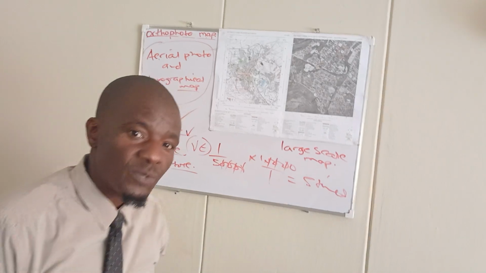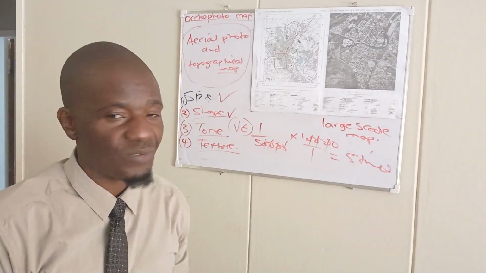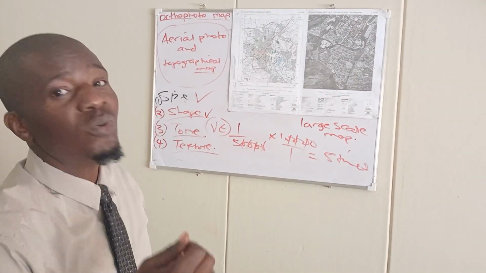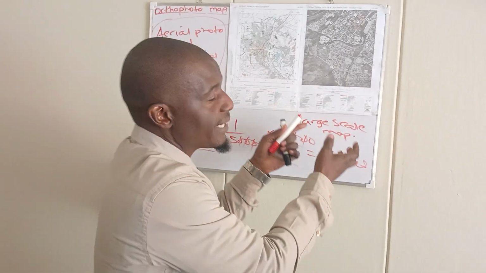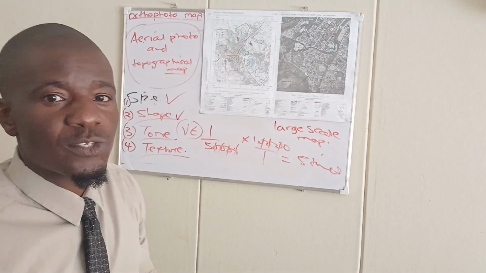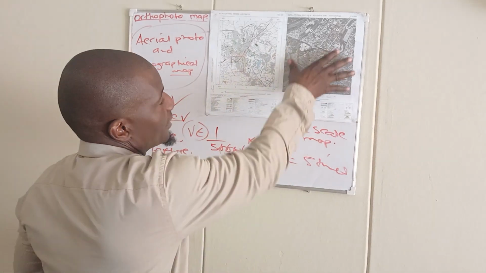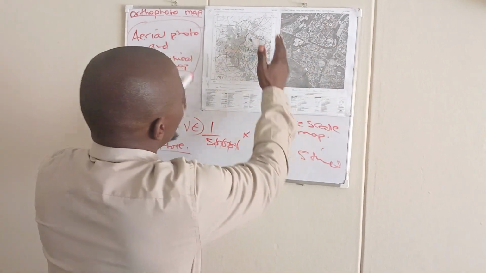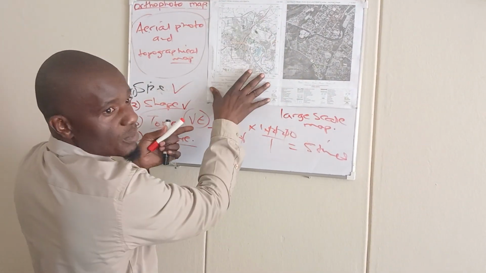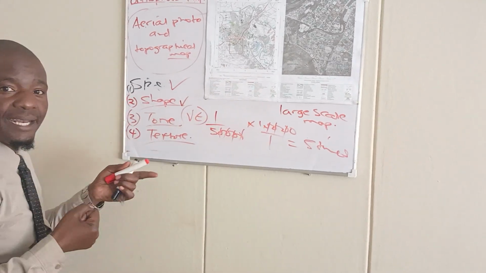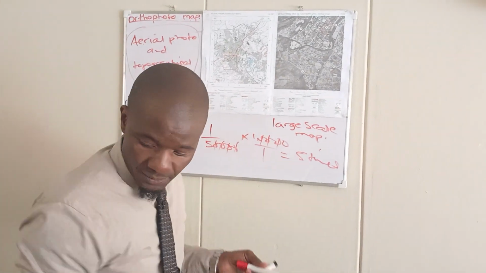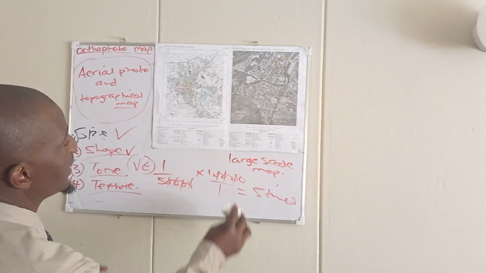You can see what we mean when we say, what are some of the characteristics of a large scale map? It is more detailed. It is for a small area, but it shows more details. That's what it's all about. Then for a small scale, like this topographical map, it's for a larger area, but it shows what? Less detail. That's the difference between a small scale and large scale map.